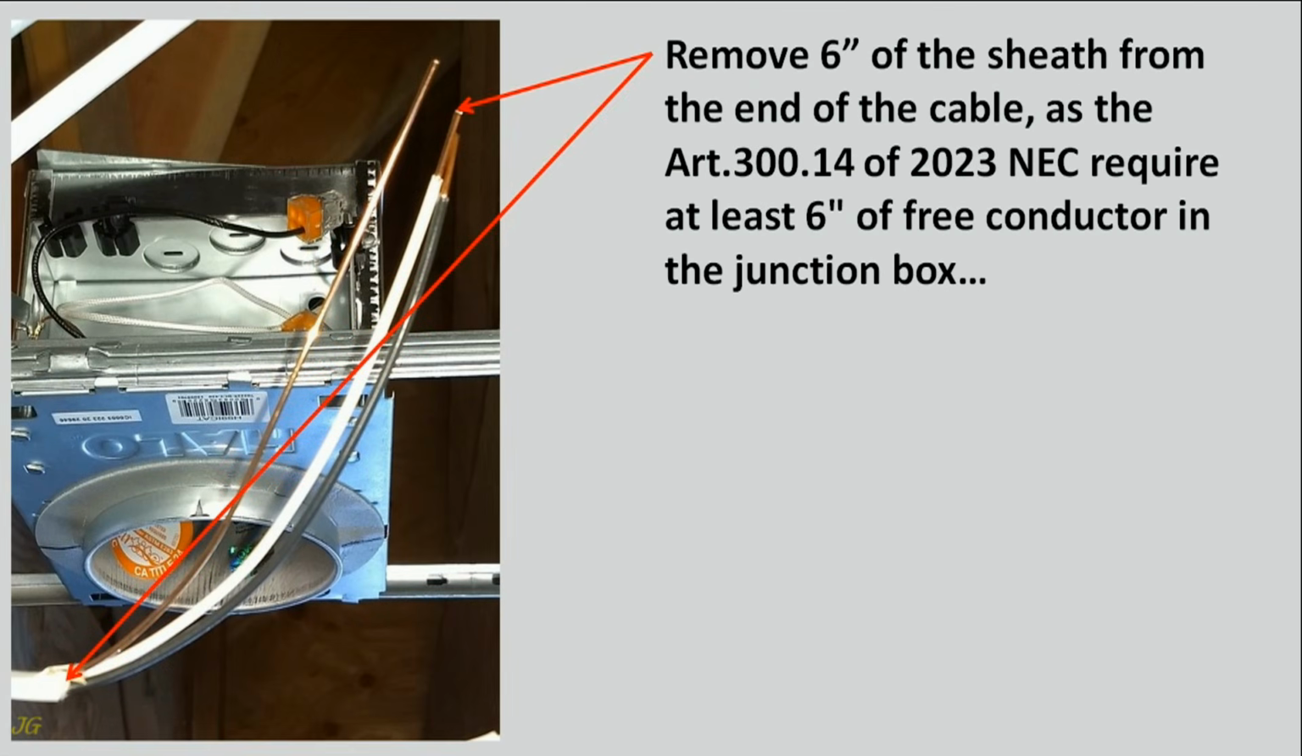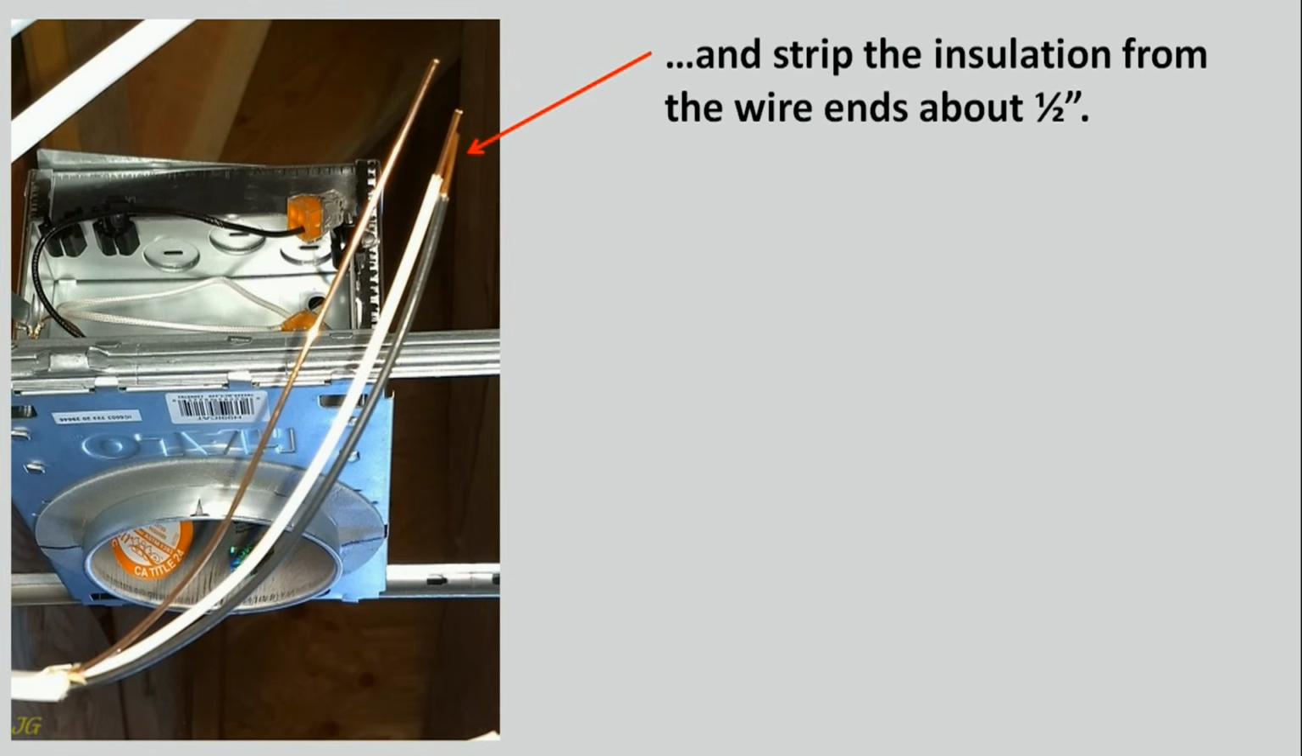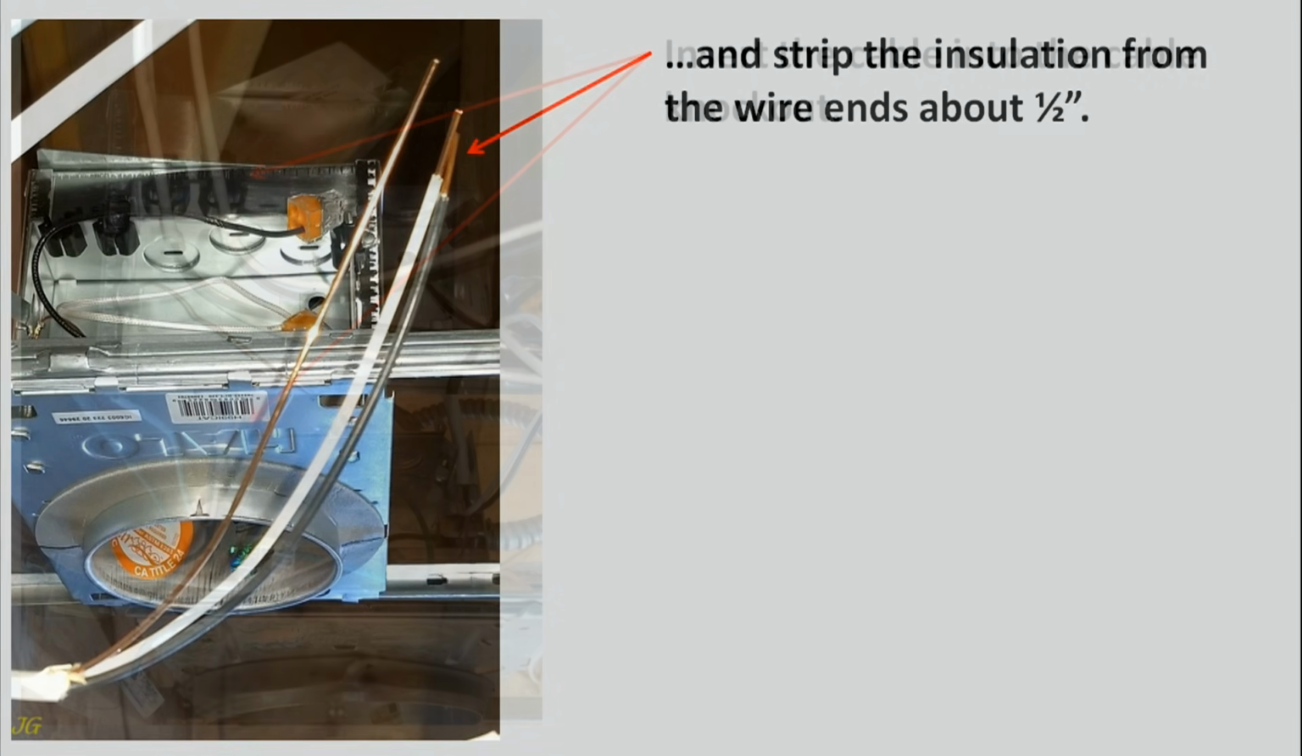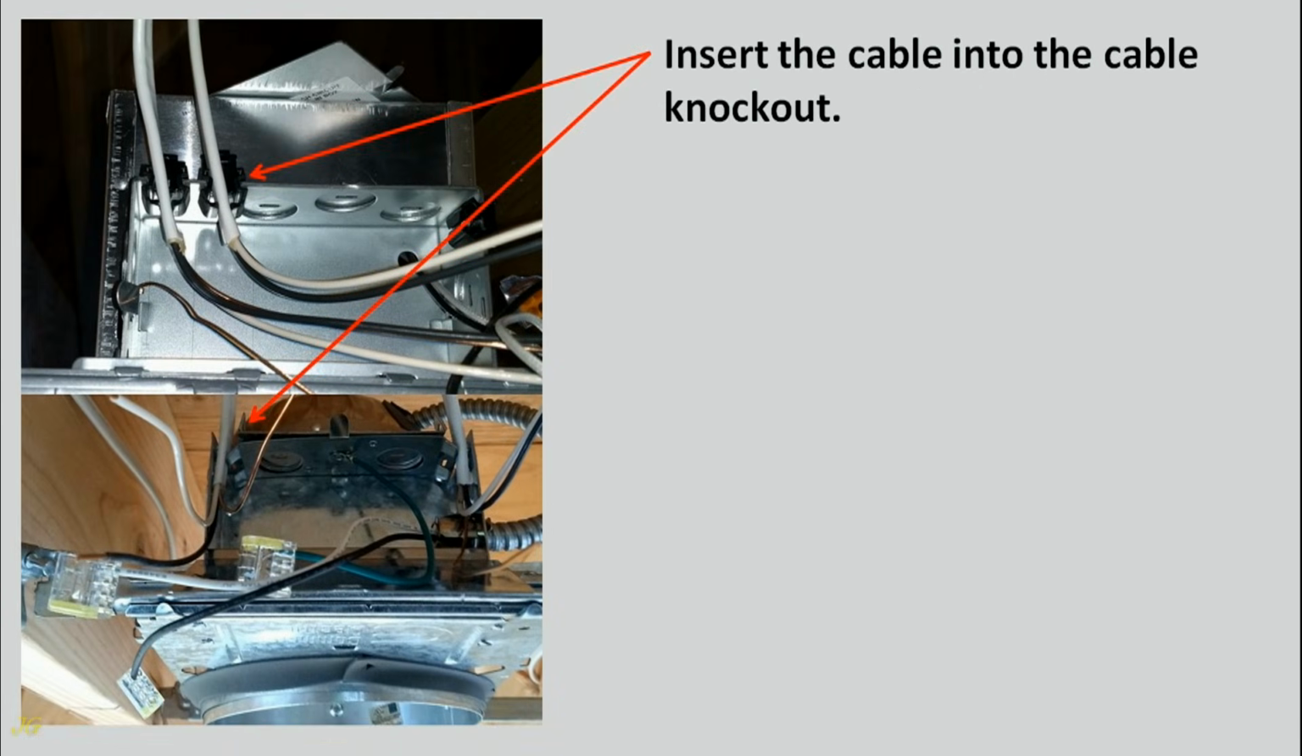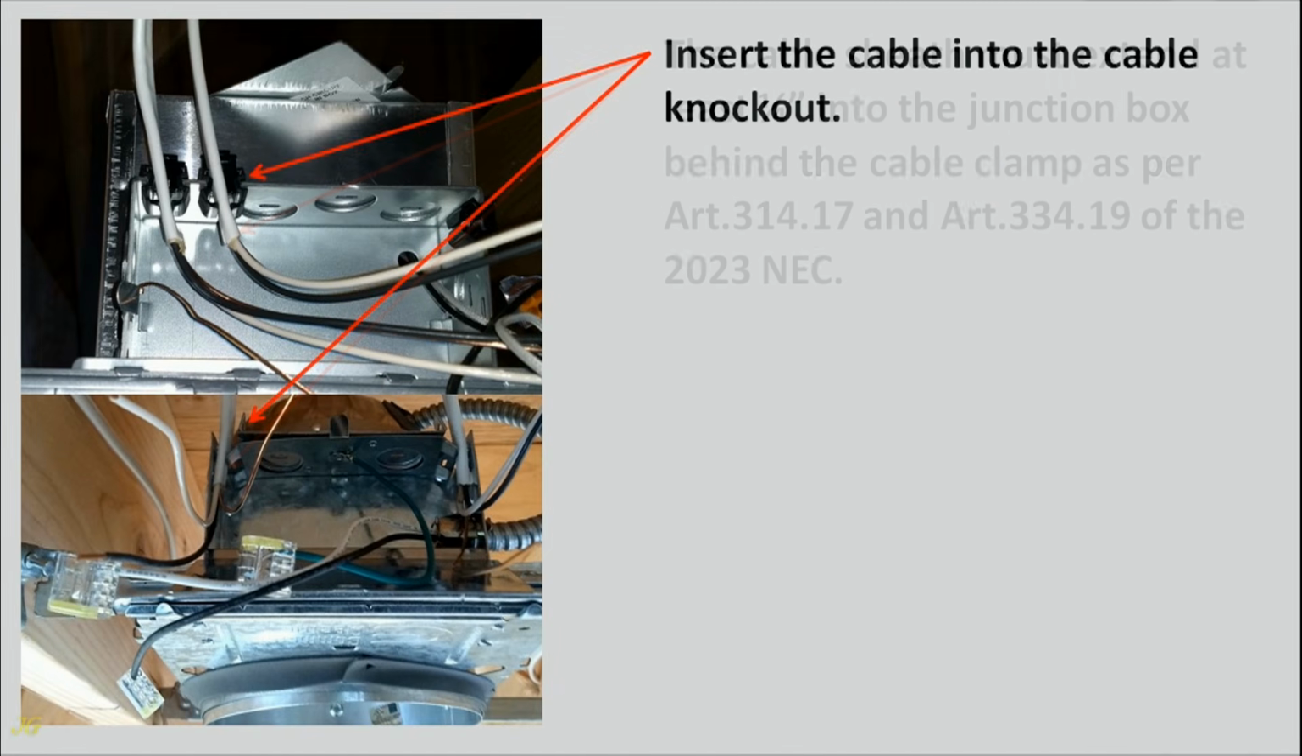Remove 6 inches of the sheath from the end of the cable, as Article 300.14 of 2023 NEC requires at least 6 inches of free conductor in the junction box. And strip the insulation from the wire ends about 1/2 inch. Insert the cable into the cable knockout.